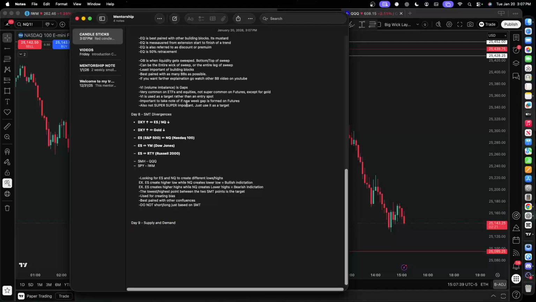Today's supply and demand. And for supply and demand, just because of how I have it set up, we're gonna use a lot of QQQ and SPY and equities just to get as many examples as possible. And then we're gonna go over what they are, how it looks, etc. And then we're gonna go over how to find it. So that's kind of the route we're gonna go today: what is it, how do we use it as a strategy?